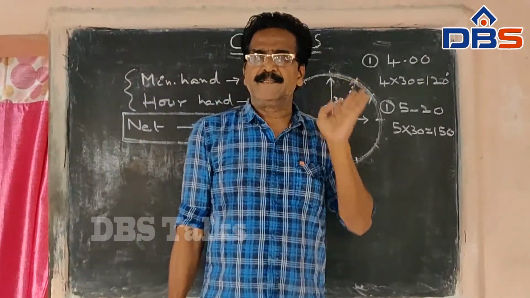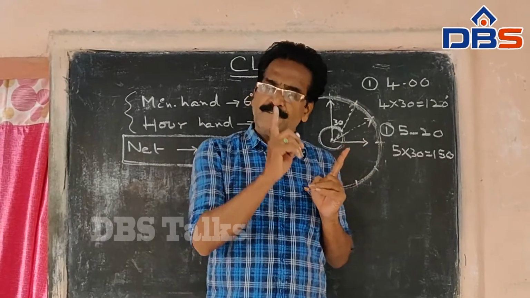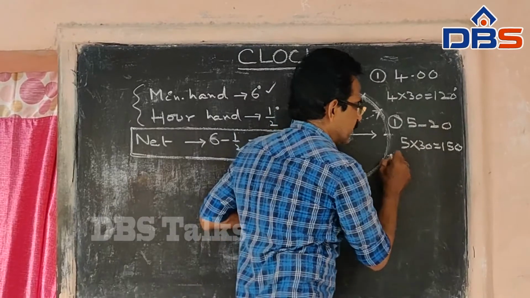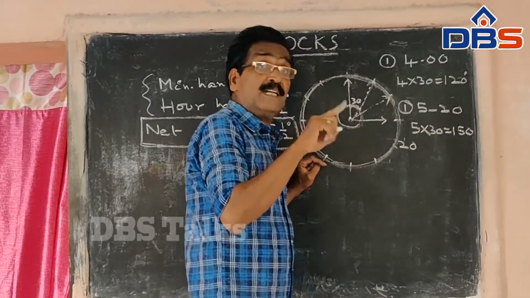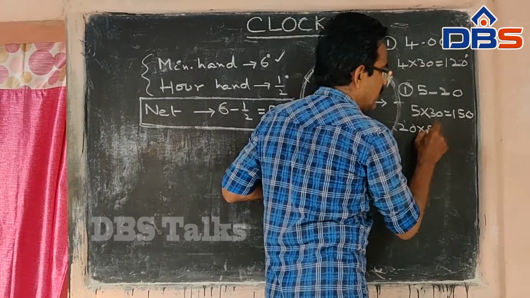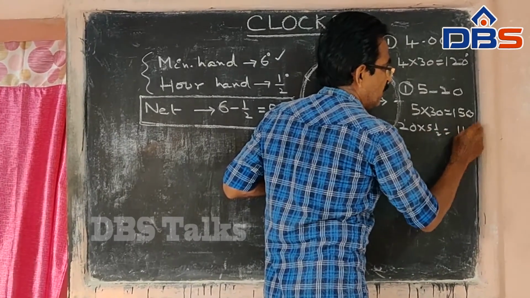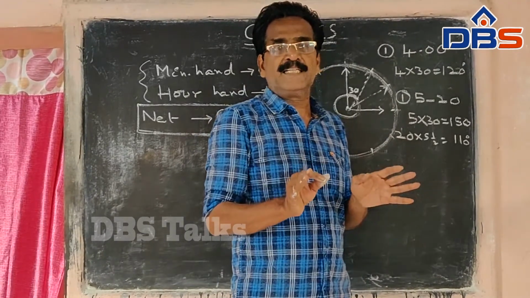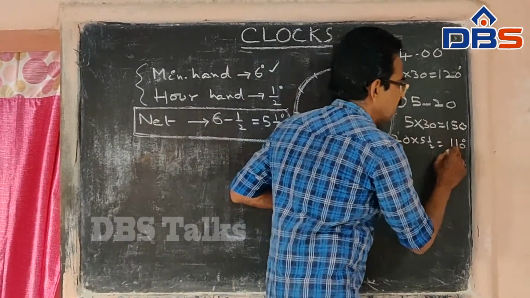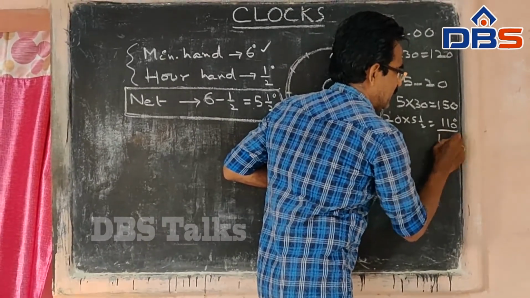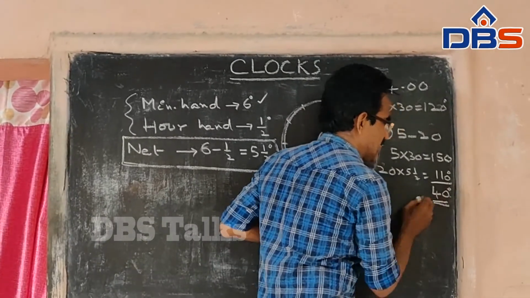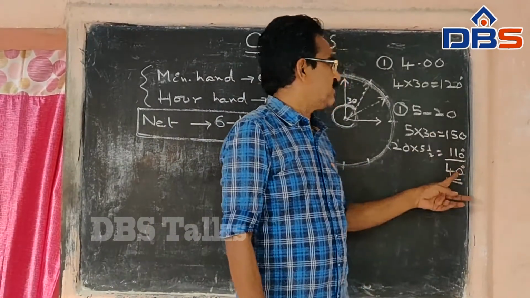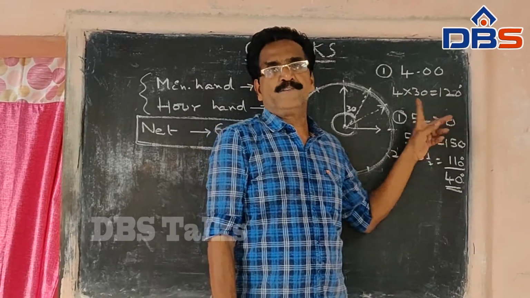In every 1 minute, 5.5 degrees of angle will be reduced between the hands. So, in 20 minutes, 20 into 5 and a half is equal to 110 degrees. So 110 degrees of angle will be reduced from 150. The net remaining angle is 40 degrees, and this 40 is the angle between the hands at 5:20.